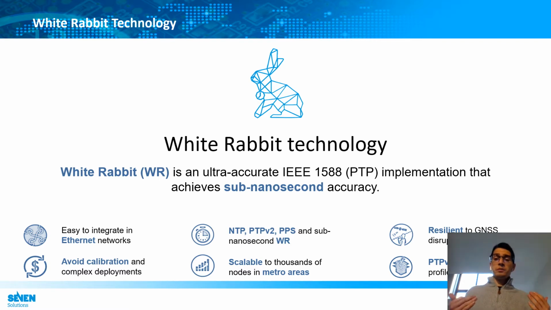And it has some specific techniques that allow this technology to achieve this sub-nanosecond accuracy, avoiding expensive calibrations and being able to reach devices that are far away in metro area distances or even wide area distances and scale to thousands of nodes. Actually, White Rabbit is the high accuracy profile in the latest revision of PTP, the version 2.1.